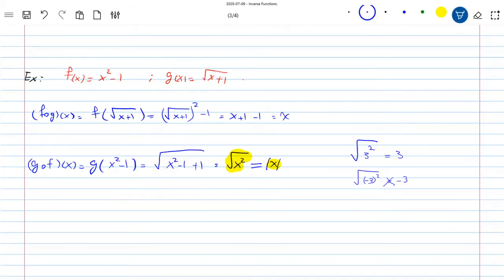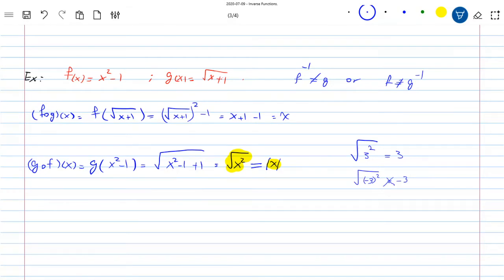So what is the composition of g of f? It's not x. It's the absolute value of x. So what does it tell me? It tells me that f does not equal g inverse. Not equal, because at the end we didn't get x, we got the absolute value of x. The outcome has to be positive. It's never a negative value like negative 3.